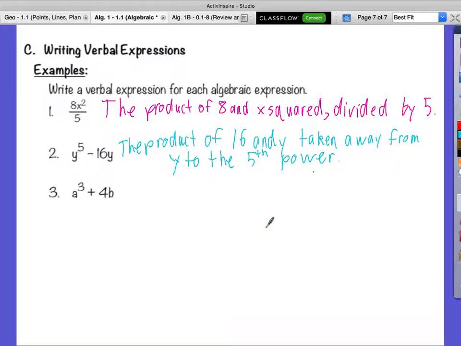Levi. The product of y raised to the fifth power subtracted, comma, subtracted by 16. Okay, yeah, I can get on board with that. So y raised to the fifth power subtracted by 16y. I'd be a little more inclined, once again, like we did earlier, to say subtracted by 16 times y, something like that. So that way we know it's being multiplied with that. Any others that someone wants to share and say, hey, is this right? Will this work?